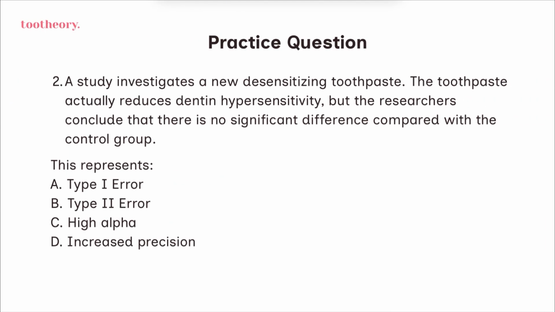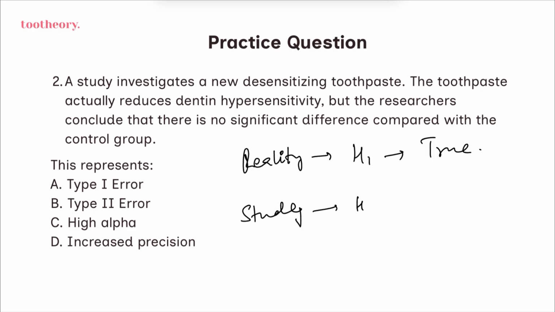The next question says, a study investigates a new desensitizing toothpaste, and the toothpaste actually reduces dentin hypersensitivity. But the researchers conclude that there is no significant difference compared with the control group. Similarly, we're going to answer the question by asking, in reality, the toothpaste does reduce. That means the alternative hypothesis is true, whereas our study says that there is no difference, which means it is basically telling us that the null hypothesis is true.